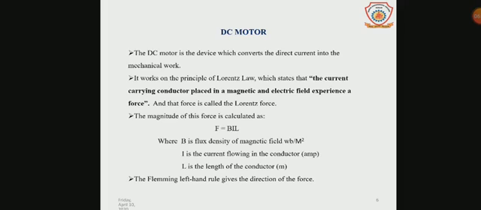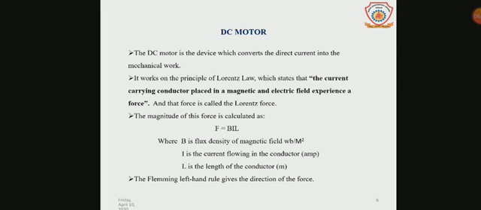Now come to the basics of DC motor. A DC motor is a machine which converts electric energy into mechanical energy. It works on the principle of Lorentz law, which states that when a current carrying conductor is placed in a magnetic field, it experiences an electromagnetic force, also called the Lorentz force.